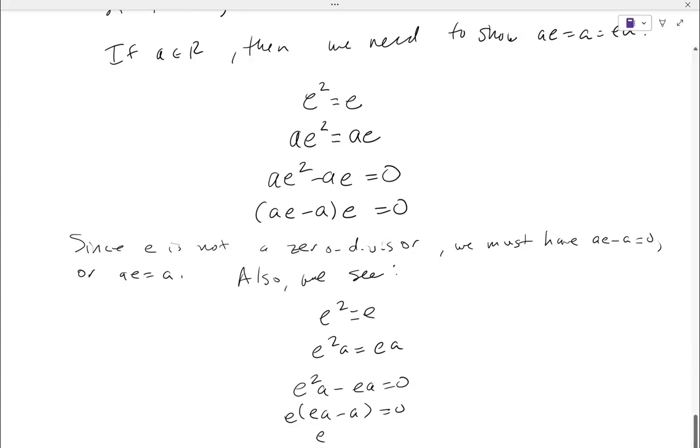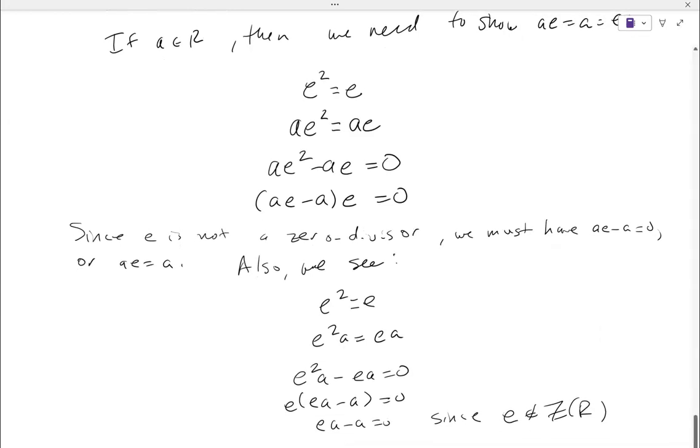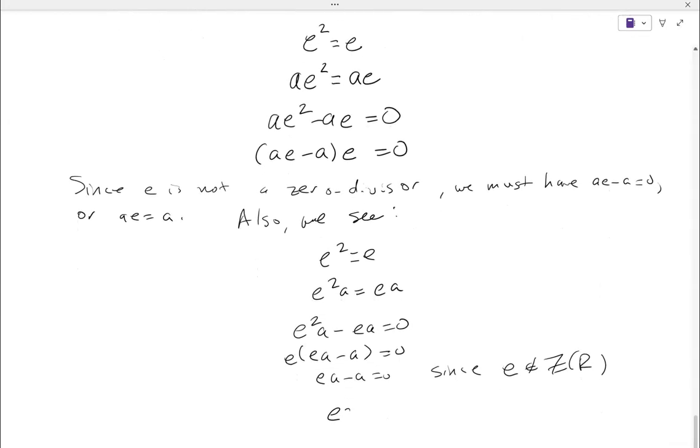Again, since E is not a zero divisor, we get that the other piece has to be 0. Remember, we use Z of R for zero divisor, so just use that notation. And then at the very end here, we'll get EA equals A.